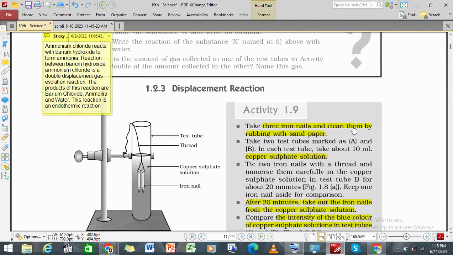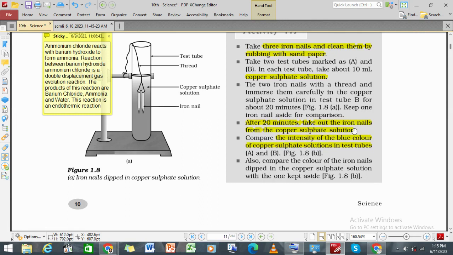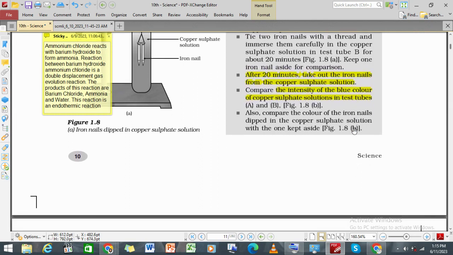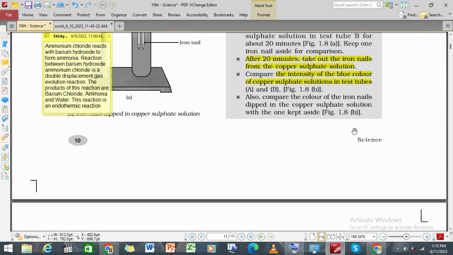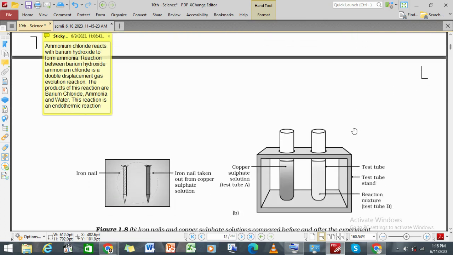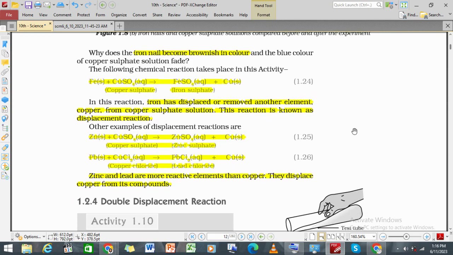All right. Now, what is displacement reaction? Here, if we put two nails, after rubbing them with sandpaper, into copper sulfate solution in a test tube, and we keep them for 20 minutes, and then take out the iron nails, we can compare the intensity of blue color of copper sulfate solution in the test tube. And here the iron nail becomes brownish in color. That is Fe plus CuSO4, that is copper sulfate, it will give out ferrous sulfate plus copper.